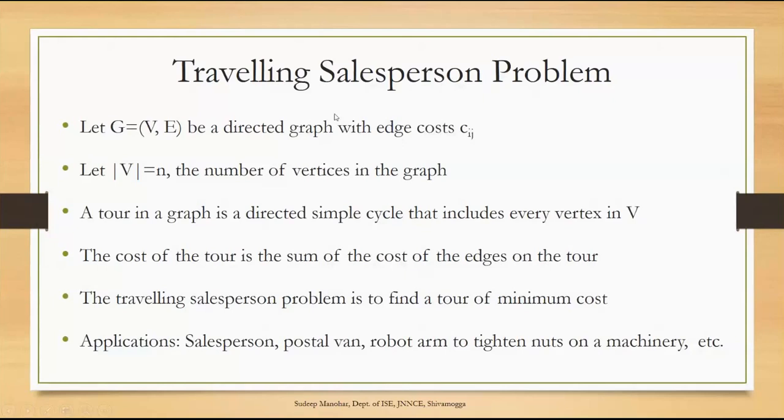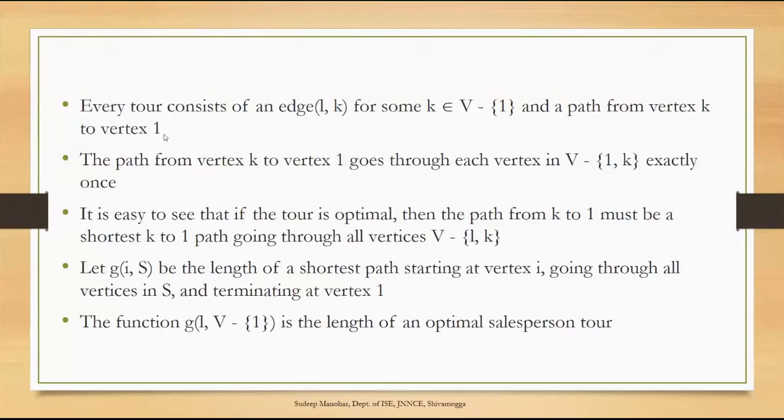Let us look into some of the technical things. Every tour consists of an edge (1, k). For this problem, we will consider that the vertex numbers are from 1 to n. The vertices start from 1, and there are n number of vertices. And the starting vertex, we will assume that it is 1. In our problem, we'll consider that the starting vertex is 1.